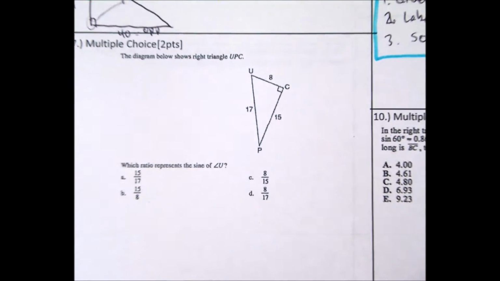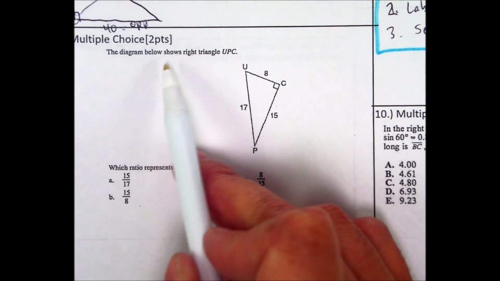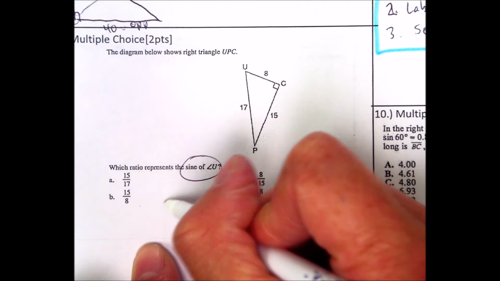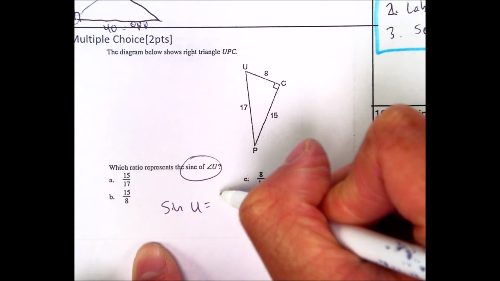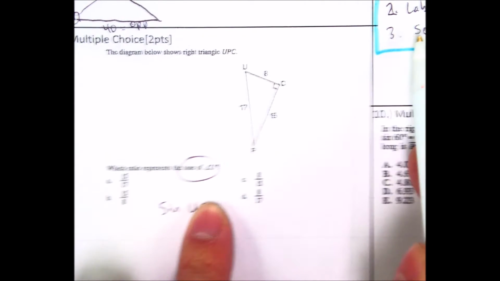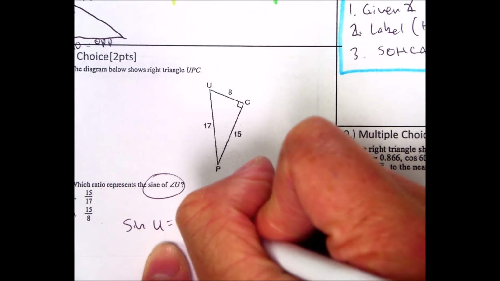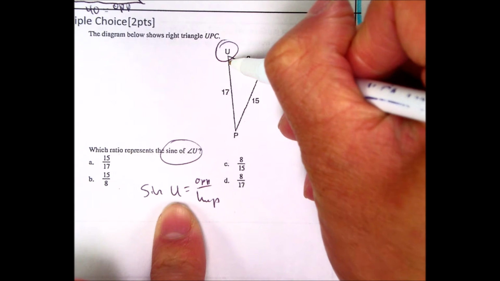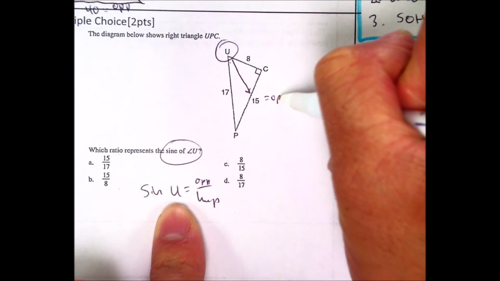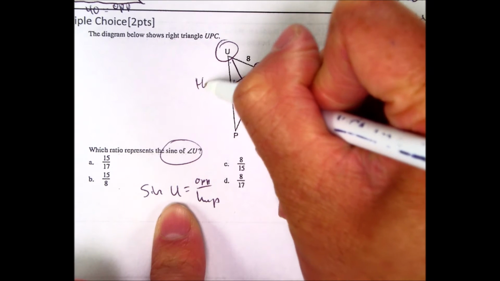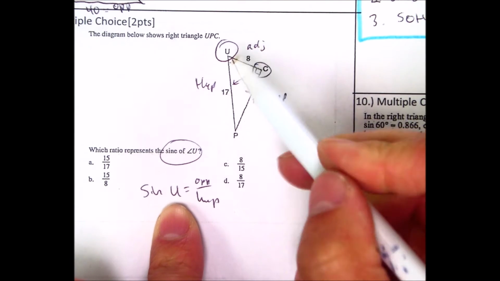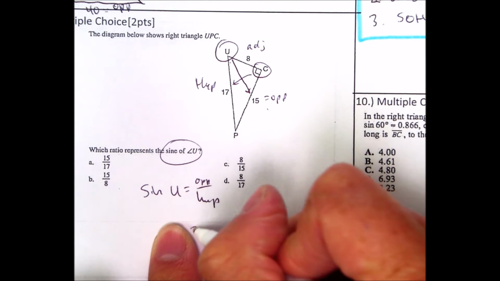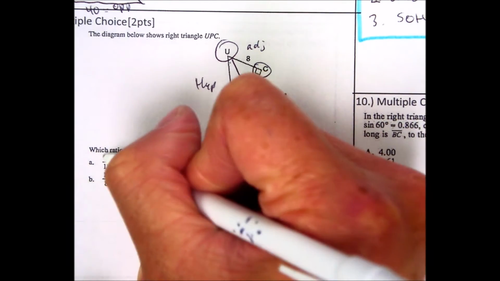Question number 2, the diagram below shows right triangle UPC. What is the ratio of sine of U? So sine, if I look over here, is opposite over the hypotenuse. I'm going to start at U, so across my given angle is my opposite, hypotenuse, adjacent. So I just need 15 over 17 is my correct answer. That'll be A.